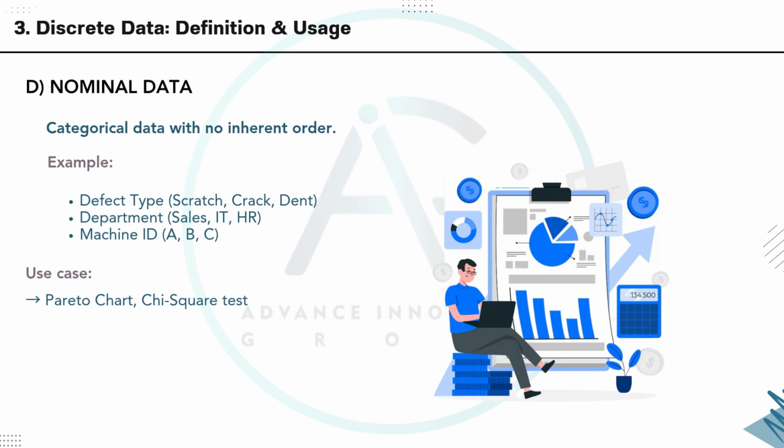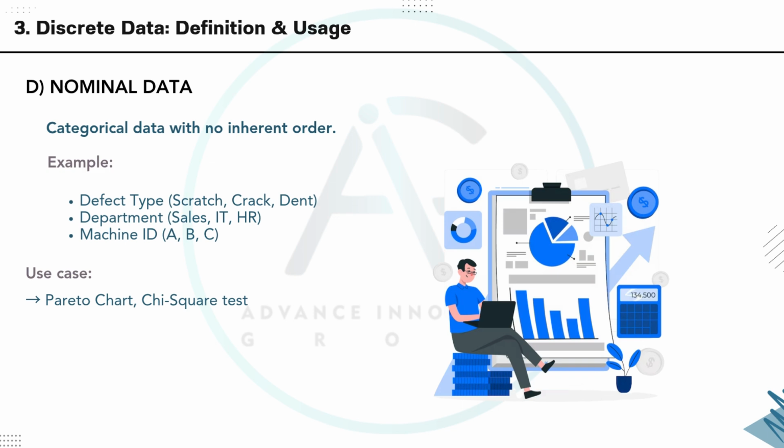D. Nominal data. Nominal data is categorical and has no inherent order or ranking among the categories. You can think of it as labels or names that are used to identify different categories, but without any numerical meaning or sequence. Examples include defect types such as scratch, crack, or dent. These are just names, and none is greater than the other. Departments like sales, IT, or HR. Again, categories with no order. Machine IDs, say A, B, and C.